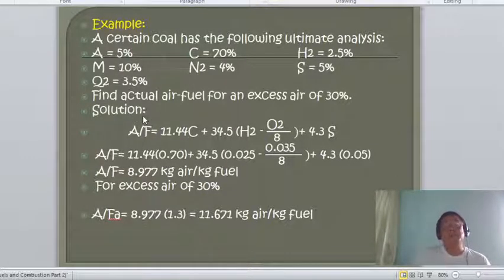Ibig sabihin, for every kilogram of fuel, it requires 8.977 kilogram of air. So, for excess air of 30%, just multiply the theoretical air by 1.3. Therefore, the actual air-fuel ratio is equal to 11.671 kilogram of air per kilogram of coal. So, very clear, class. Very easy.